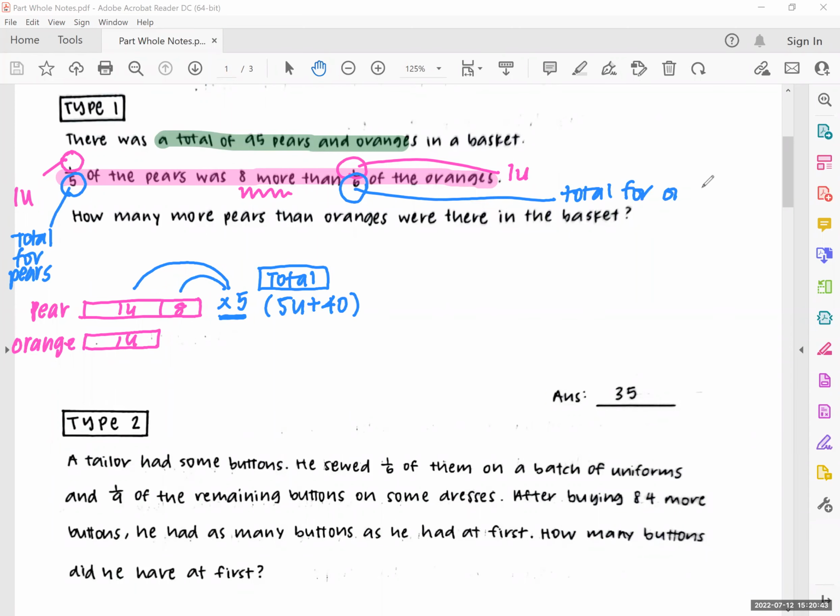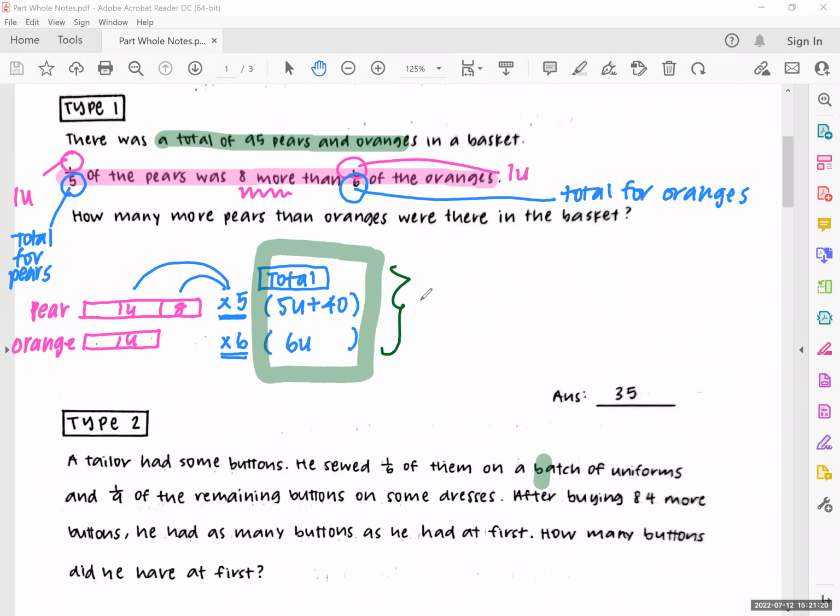So what you can do is copy paste, like the stacking model that you all learned in lower primary. You can copy paste 6 times, but it'll get very messy and not enough space. So we can just use a very simple strategy, which is to take this and multiply by 6. So it means that the total for the orange will be 6 units. And remember just now we're talking about the total of pears and oranges, right? So this whole information for the total is in green, and that means that the total is how much? 11 units.